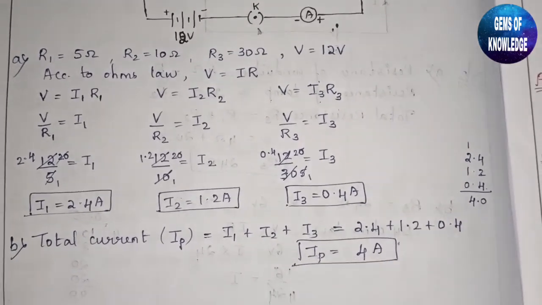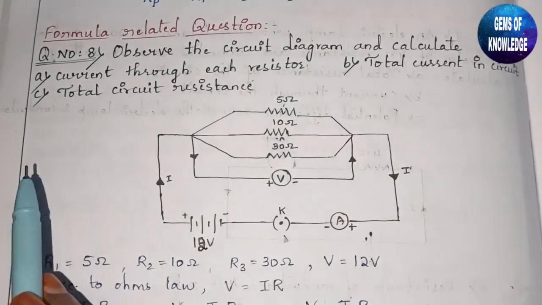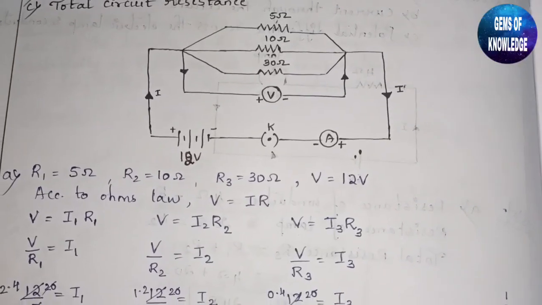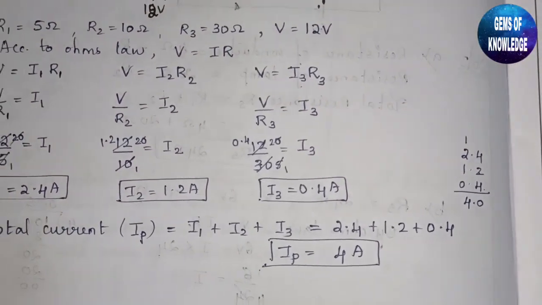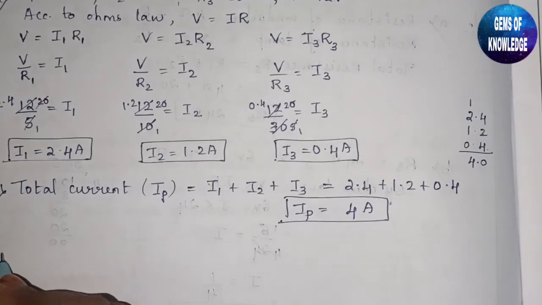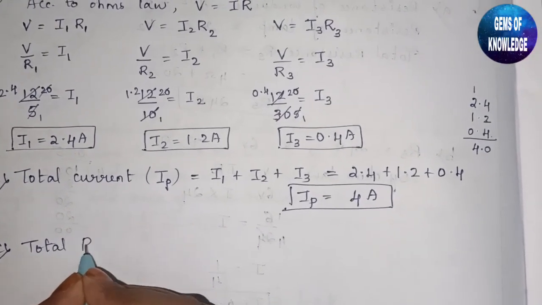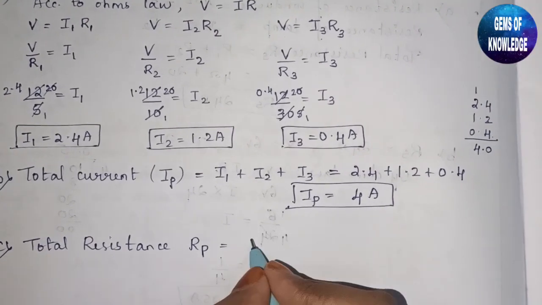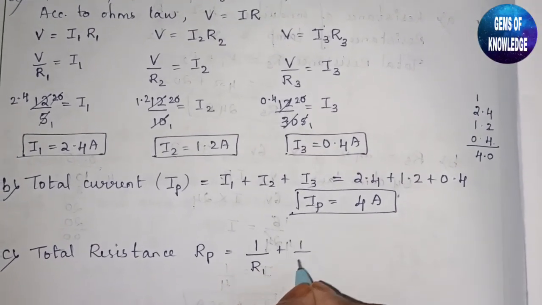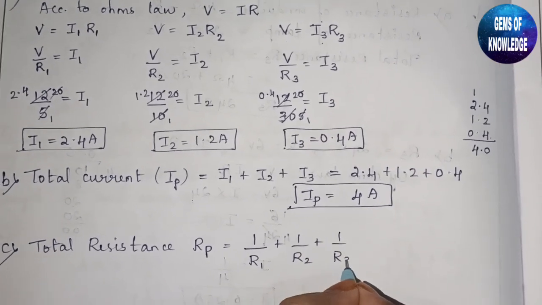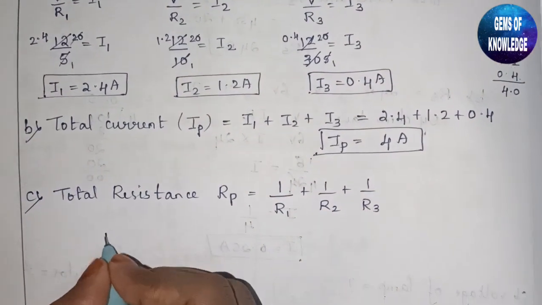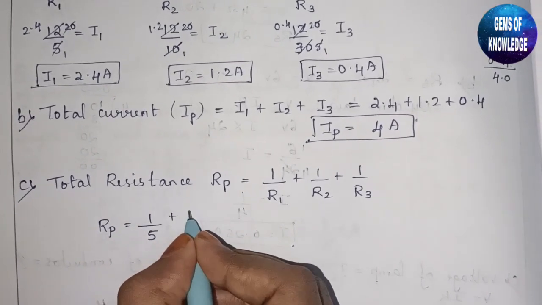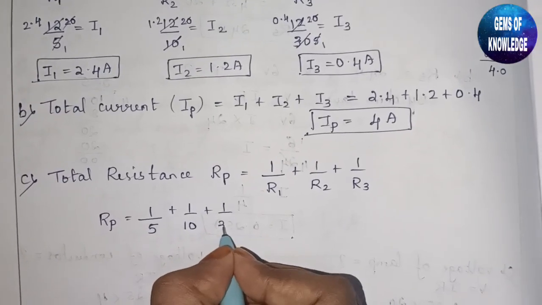IP is 4 ampere. Okay, next question, total circuit resistance. Total resistance they are asking. Let us write total resistance: Rp is equal to 1 by R1 plus 1 by R2 plus 1 by R3. Let us substitute the values. Rp is equal to 1 divided by R1, which is 5, plus 1 by 10 plus 1 by 30.